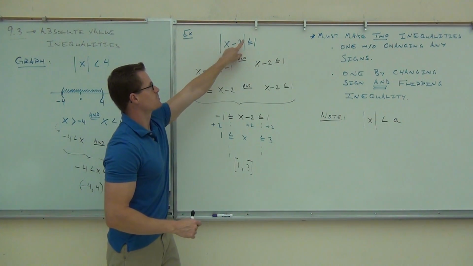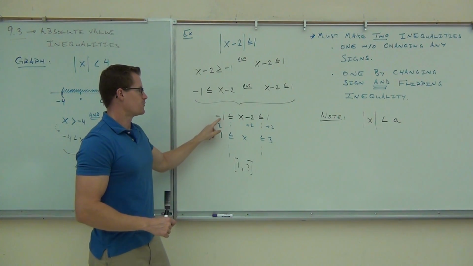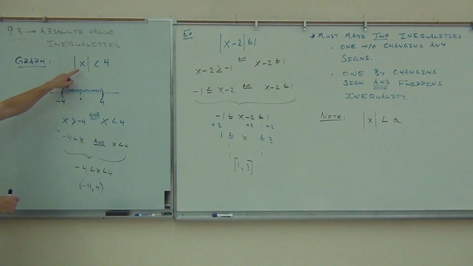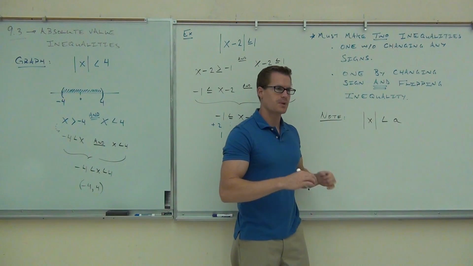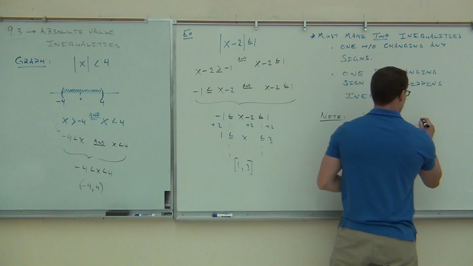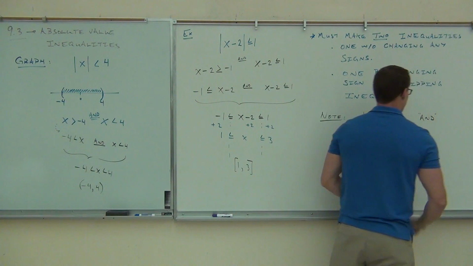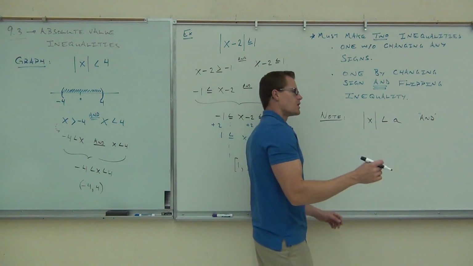We had x minus 2 less than 1. We were able to, at the very end, write this as -1 less than x minus 2 less than 1. We had absolute value of x less than 4, and we were able to write that as -4 less than x less than 4. We can do this every single time. So when you see a less than, it's going to signify an and inequality. Less than is and, or less than or equal to is and. And we can solve it this way.